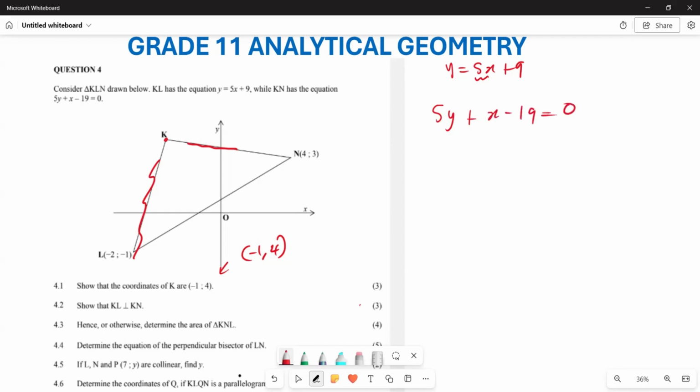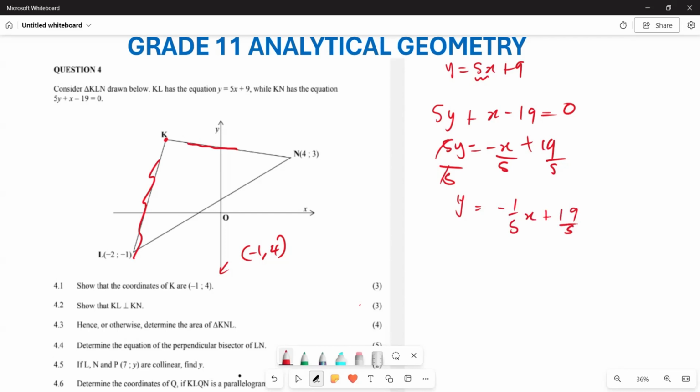Let's say we are making y the subject of the formula. Can you see that this is going to be the same as 5y is equals to -x plus 19. Then you divide by 5, divide by 5. Are you seeing that, right? Divide by 5 so that these cancel, right? So which means your y is going to be the same as -1 over 5 x plus 19 over 5.